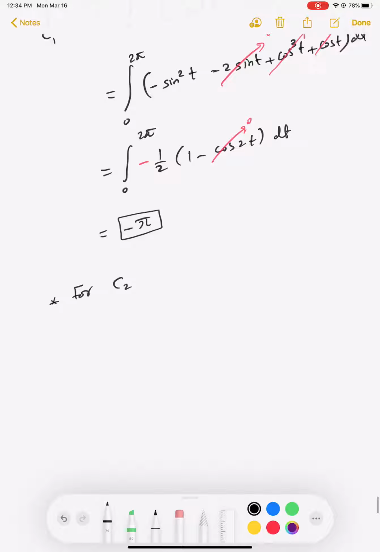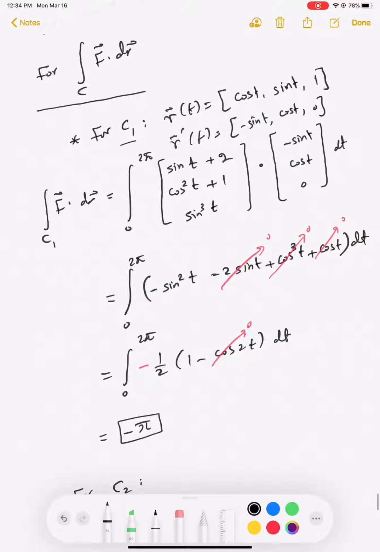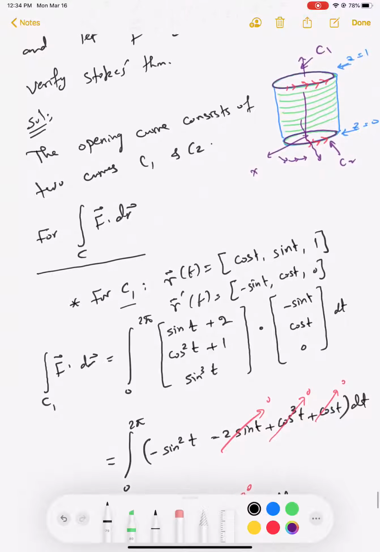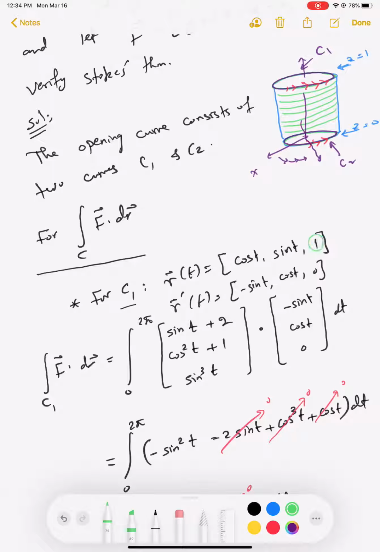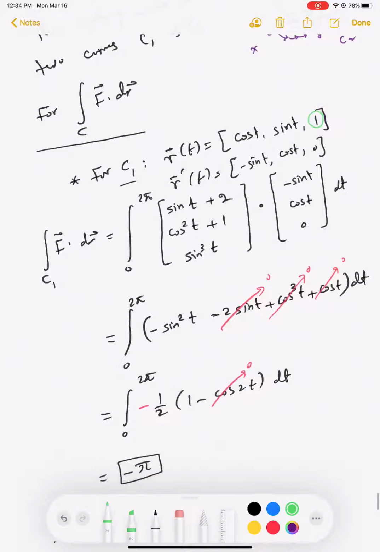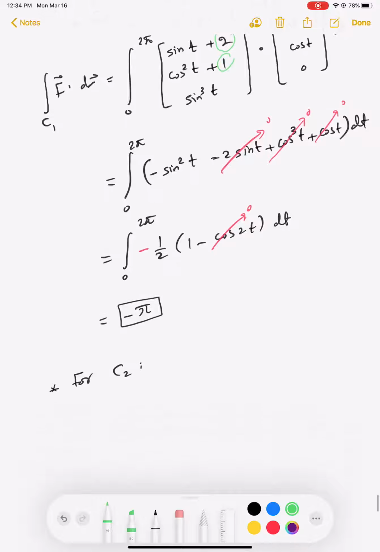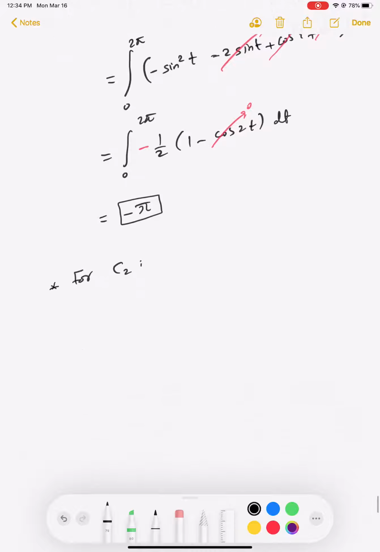So for C2, again, we still have the same parameterization. The only difference between C1 and C2 is that instead of having 1 here, it will be 0, because for C2 you are laying down on the xy plane. So the z will be 0. That means the 2 here will be 0. The 1 here will be 0. That's it. All other computations will be exactly the same. So if you compute the other integral, double check these computations, in fact, you will get the same answer exactly.